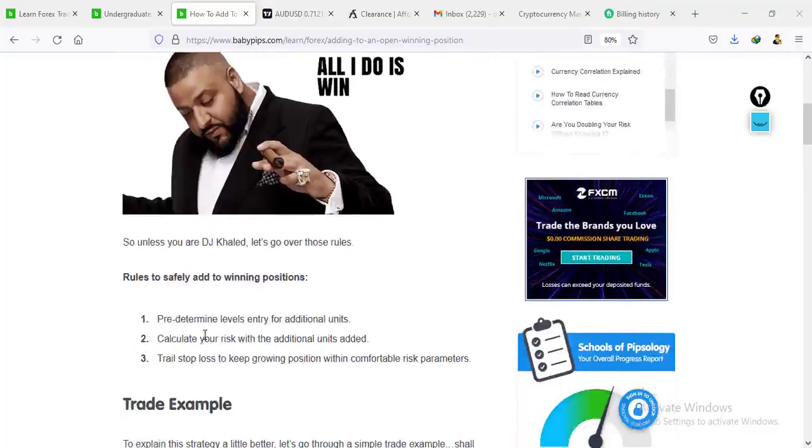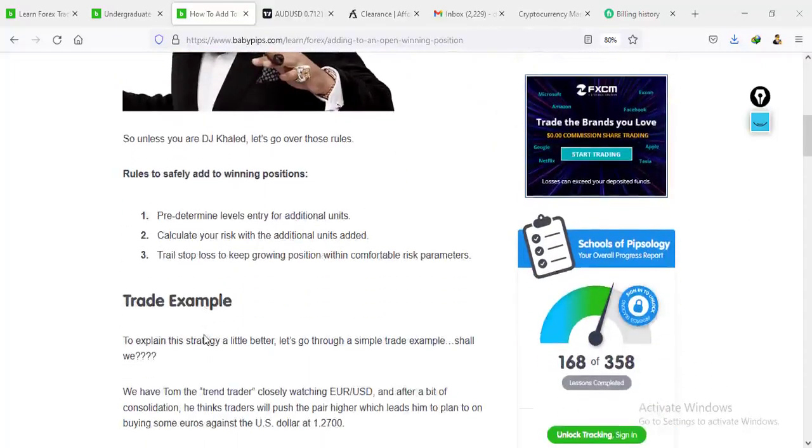Now there are rules to safely add to winning positions. Now the very first rule is this: predetermine levels of entry for additional units. Calculate your risk with the additional units added. Trade stop loss to keep growing positions within comfortable risk parameters.